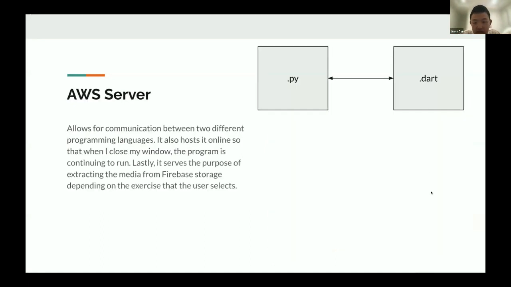And here is a brief analysis on the AWS server, right? It allows for communication between two different programming languages. It also allows me to host it online so that when I close my window, the program continues to run. Lastly, it serves the purpose of extracting media from Firebase depending on the exercise that the user selects. So basically, they select an exercise, and depending on what they select, I need it to automatically communicate with the Python programs, like the fitness analyzer, to select the exercise I actually want, right?